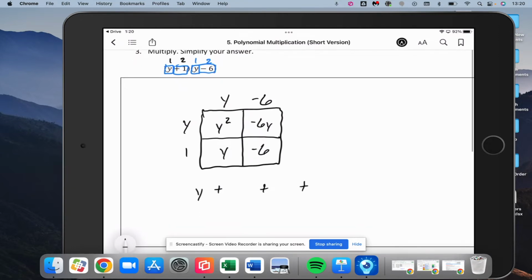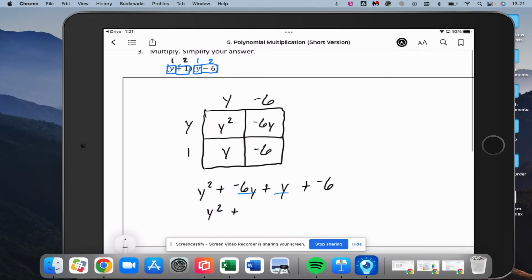So I have a y to the power of 2, a negative 6y, a positive y, and a negative 6. Now since it's addition all the way across, it helps me to not get goofed up with my signs. So I am going to combine like terms first. So I've got y to the power of 2. I can combine the negative 6y and the positive y, which will make a negative 5y, and then plus a negative 6.